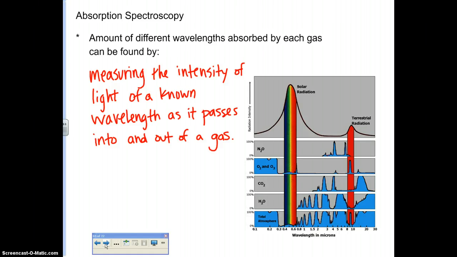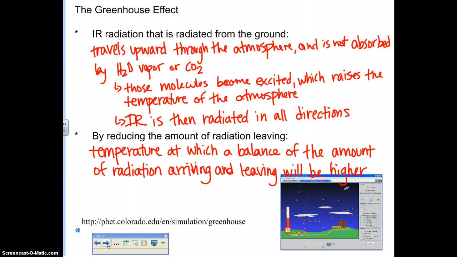For the absorption spectroscopy, you would be measuring the intensity of light of a known wavelength as it passes into and out of a gas. Some of you have done this in chemistry before. You use gas spectrometers, Spec 20s, and figured out some different values based on different wavelengths of color, light, what was the alcohol that you injected into the machine.